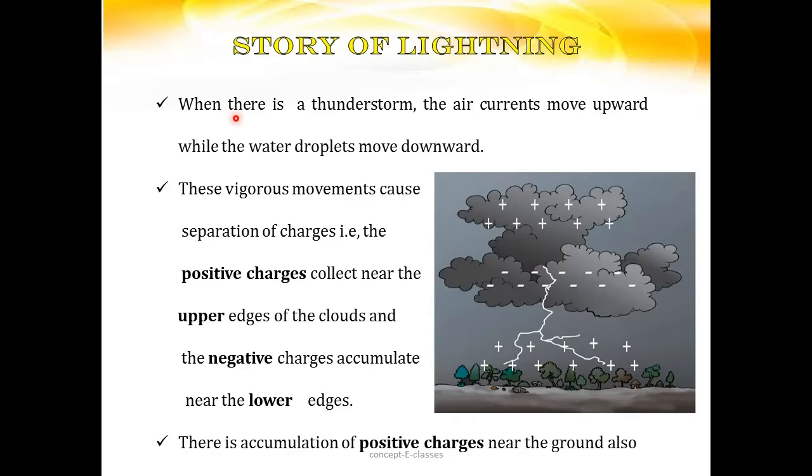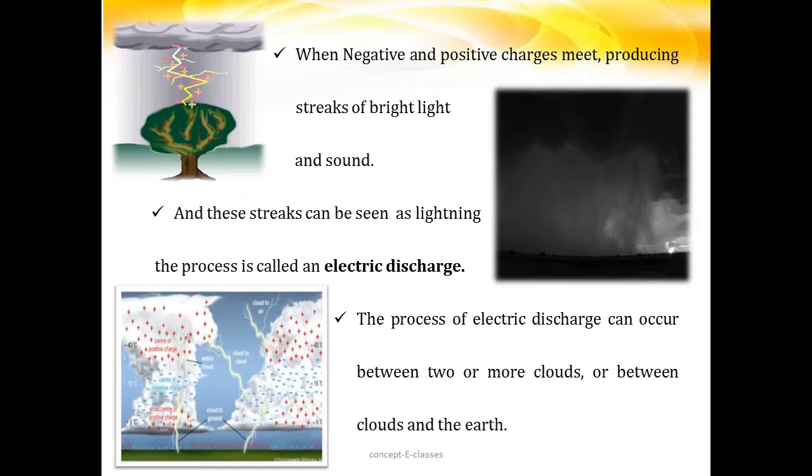Now when there is a thunderstorm, the air currents move upwards while the water moves downwards. Now these vigorous movements cause a separation of charges. That is, the positive charge collects near the upper edges of the cloud, moving to the top of the cloud, and the negative charges accumulate near the lower edges of the cloud. Similarly, we can observe that there is an accumulation of positive charges near the ground as well. So we saw that the cloud contains both positive and negative charges.